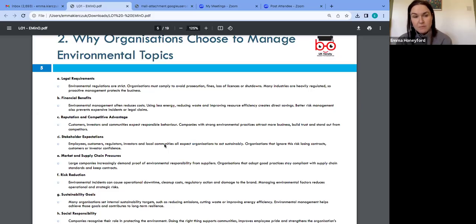So it is better for the environment and for a business to have a risk reduction approach, and to look after the local environment as well. So, sustainability goals. You've probably seen a lot of organisations are now setting sustainability targets. So a lot of organisations will have internal sustainability action plans.